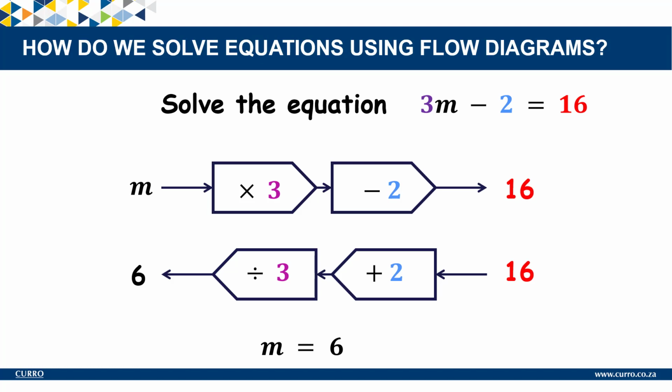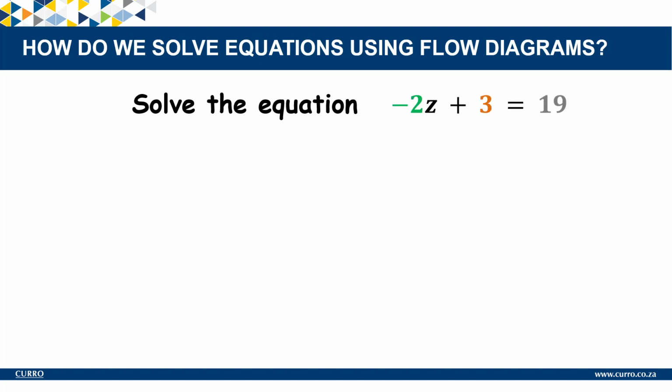To solve it, you start with 16, and what you did last when you worked with your expression, you have to do first. You have to first undo the subtract 2, so you add 2, and then you divide by 3, and that is 6. Let's check our answer. Is 3 times 6 minus 2 16? Yes.